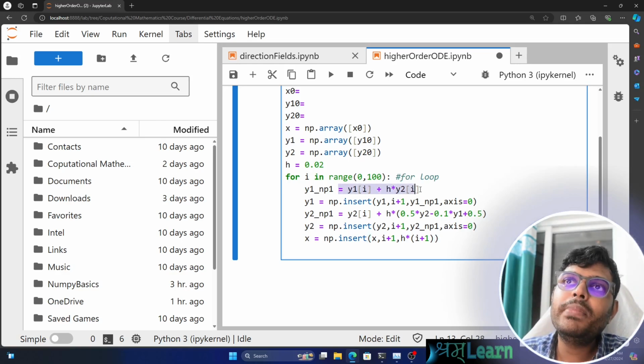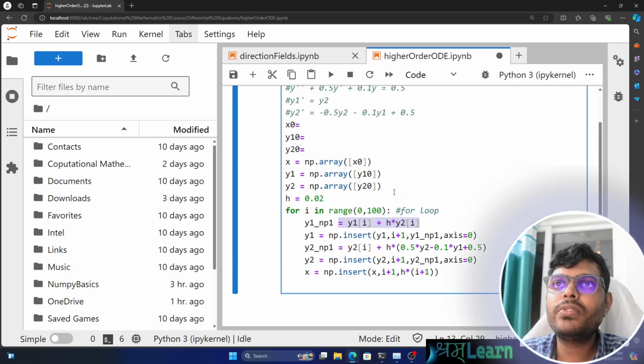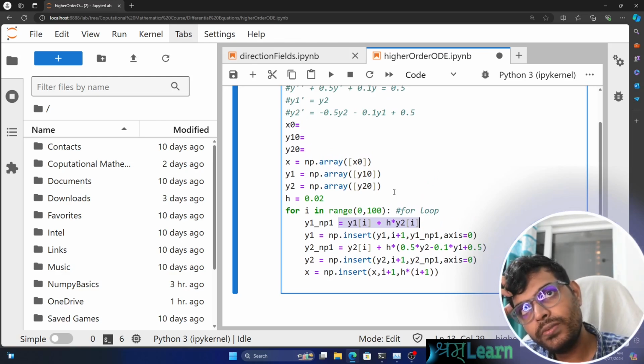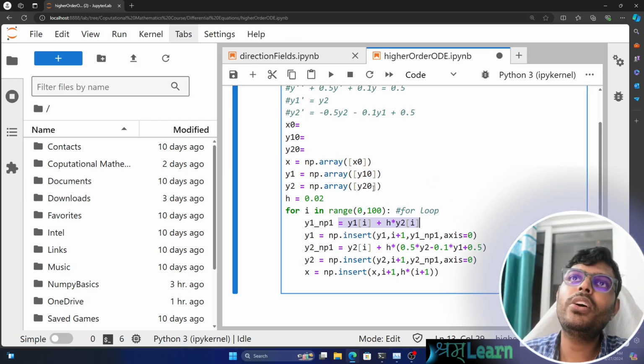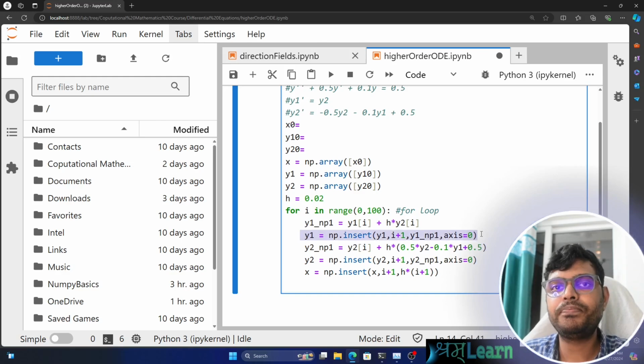So y1 depends on y2. For that we know that y2 not is given to us, y1 not is given to us. तो दोनों मालूम है, h मालूम है, y2 not for x is equal to 0. We can find this. This value is nothing but y1 value for x is equals to 1. So we have inserted that on the array.